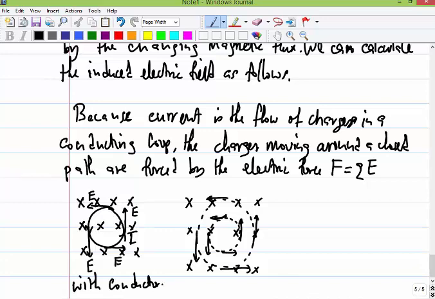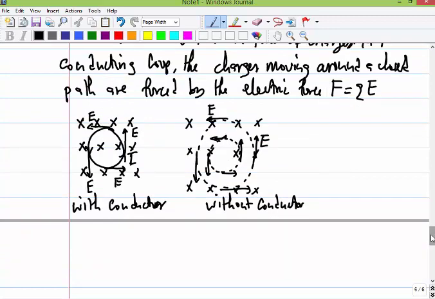So with conductor, you have a current I. These are all just electric fields E, with conductor and without conductor. And we are saying that if you are driving current through a conductor, the force that drives the current is given by the charge times the electric field E.